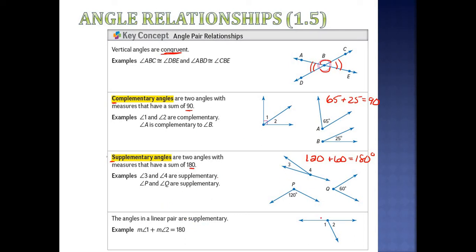And that's only because these opposite rays here form a straight angle, and straight angles have a measure of 180 degrees. Okay?